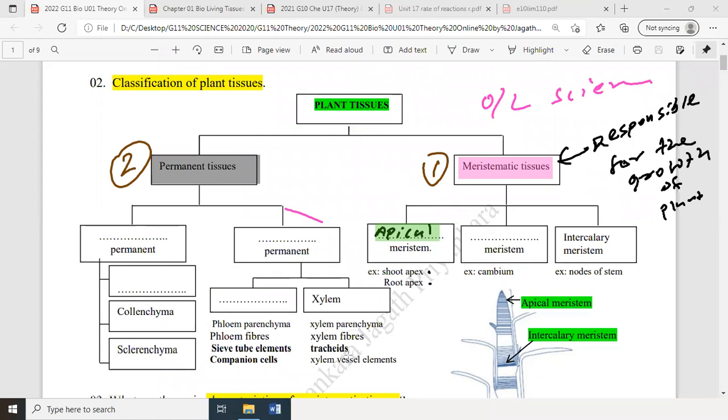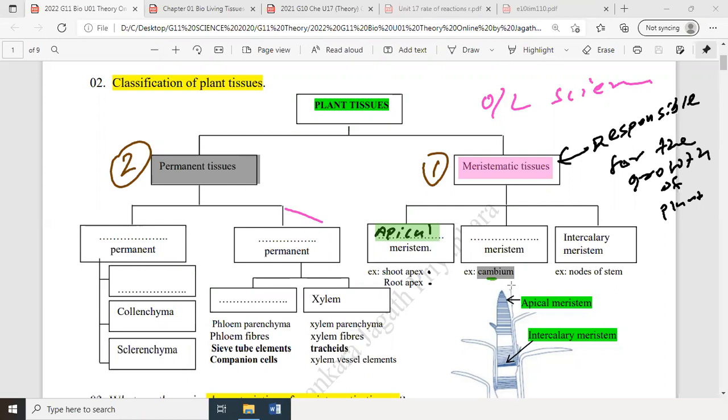Then the next one. Second type, cambium. You are familiar with cambium? Where did you learn cambium? You learned cambium in monocot and dicot differences. Cambium is present in dicots and absent in monocots. That's why monocots like coconut and palmyra have a long cylindrical stem.